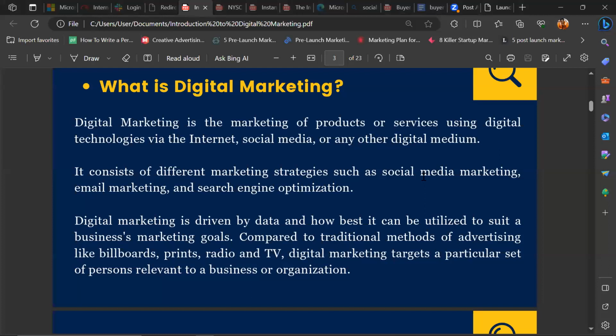So I was saying that, of course, we've talked about this. Digital marketing, like we said, is the marketing of products or services using digital technologies, the internet, social media, or any other digital medium. And like we said, it consists of different marketing strategies like social media marketing, email marketing, search engine optimization, and a host of them. And it is driven by data and how best it can be utilized to suit a business's marketing goals.